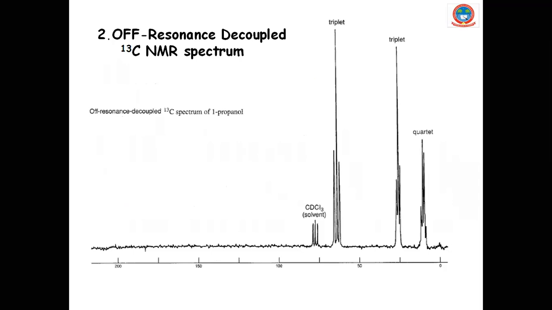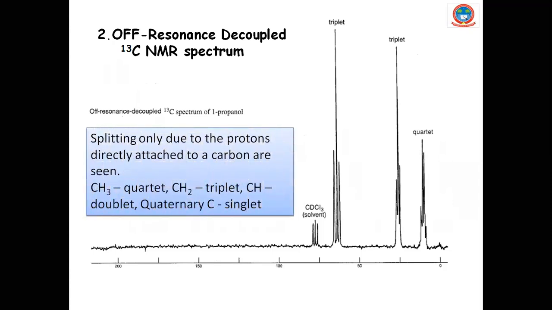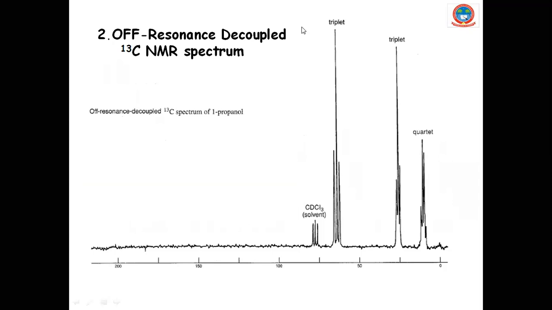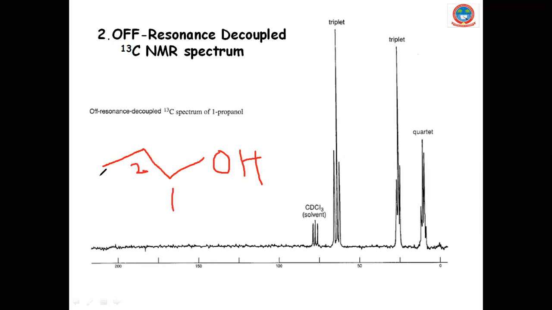What do you say for off resonance? Off resonance, decoupled carbon spectrum, means what? We have taken 1-propanol. Here we take an example. 1-propanol is like this. What do you think for this? How many sets of carbon? One set, two sets. Sorry, carbon, three signals.